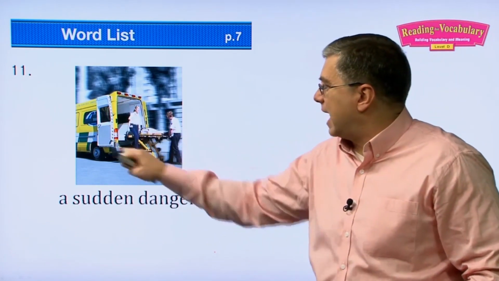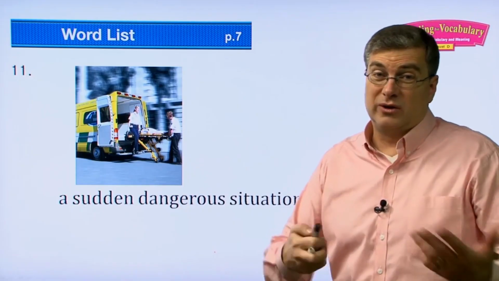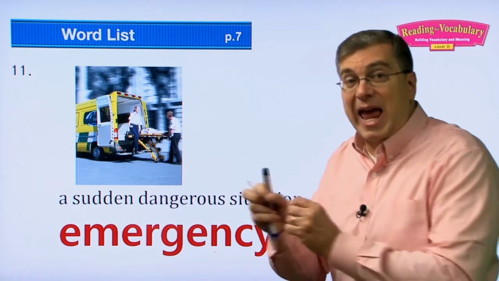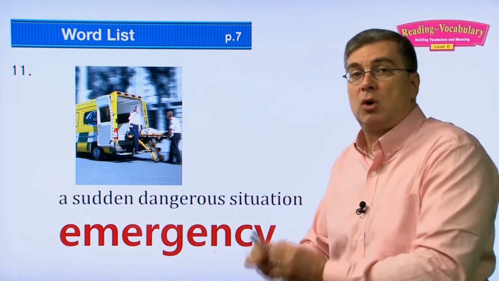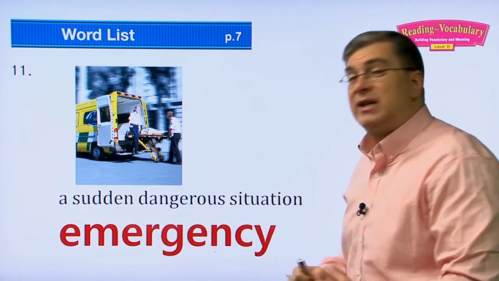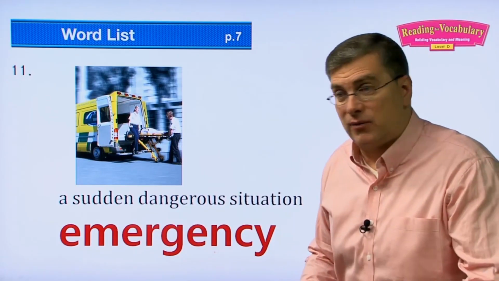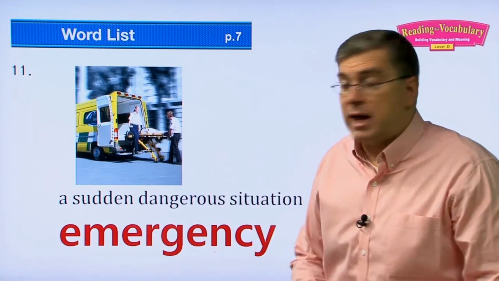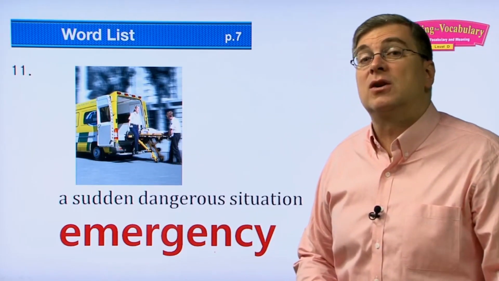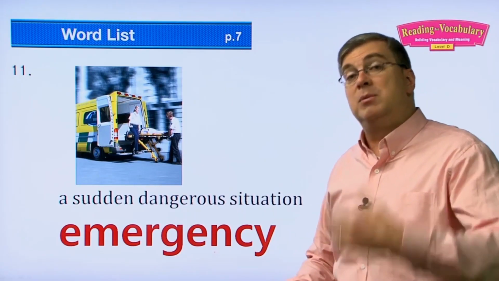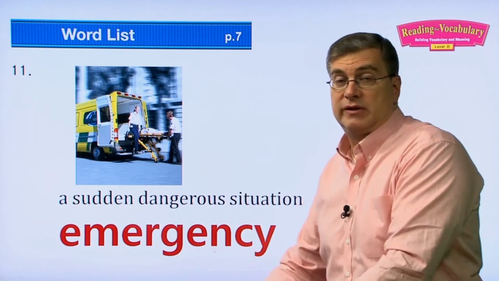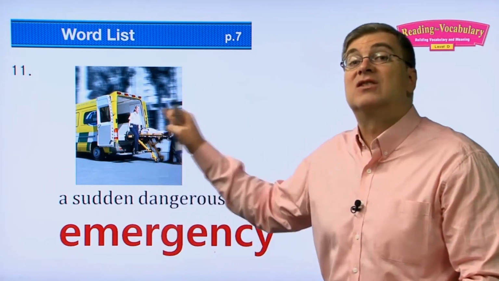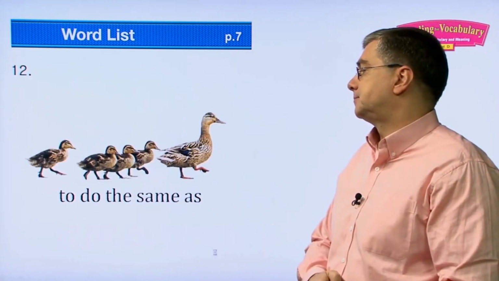The next one. A sudden dangerous situation. Okay, of course this is an ambulance. Looks like somebody is hurt. What do we call that situation? We say it's an emergency. It is an emergency. Emergency. We can also use emergency as an adjective. It's an emergency vehicle. It's an emergency worker. This is emergency services. So emergency can be a noun, it is an emergency, or it can be an adjective. Okay, let's move on.